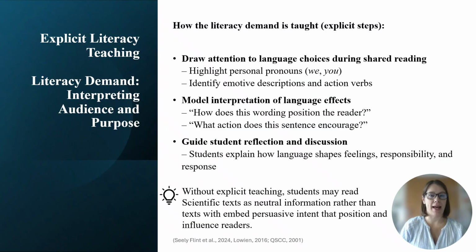One key literacy demand in the platypus text is recognizing persuasive language within an information science text. I teach this explicitly by drawing students' attention to the specific word-level choices the author uses to influence the reader. For example, I highlight personal pronouns like we and you that position the reader as responsible, emotive phrases such as shy, elusive, monotreme that create concern, and strong action verbs like protecting and reducing that encourage action.